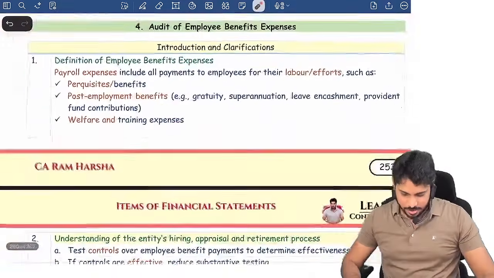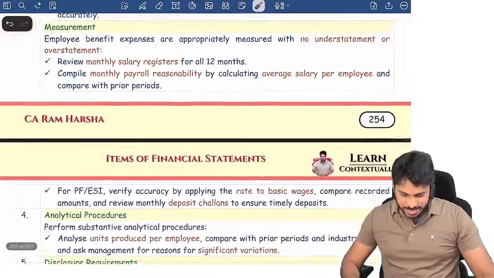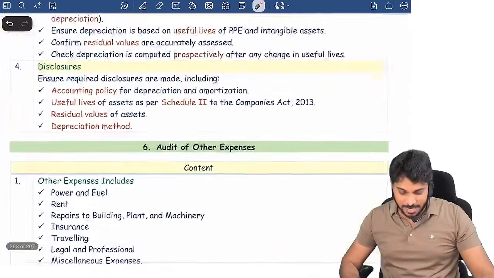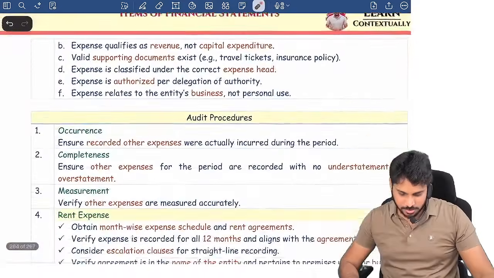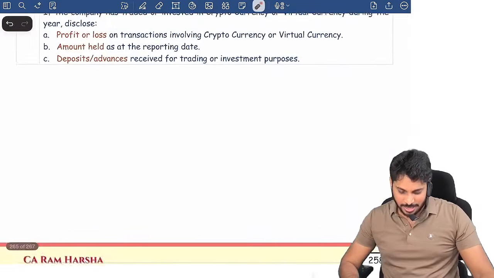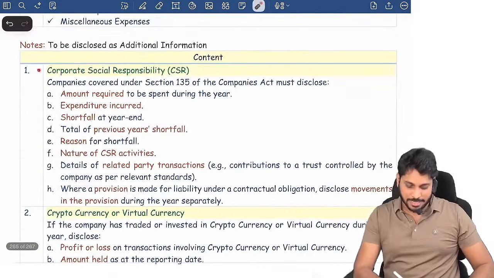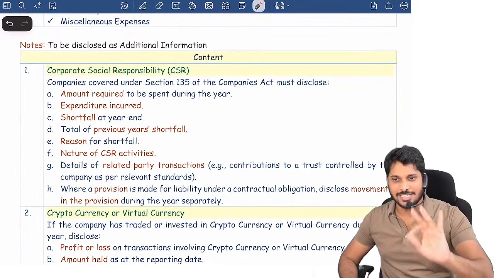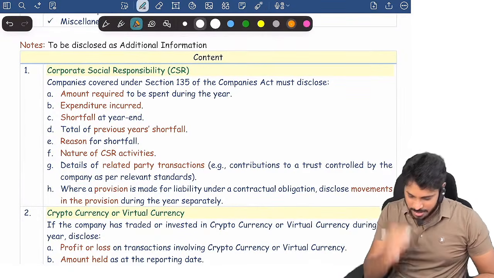Then we are about to finish ARI. Then we'll start P&L items audit. Then the CSR provision is there in ARI. Crypto and CSR. Once we complete these two, additional regulatory information is clear. It will be done.